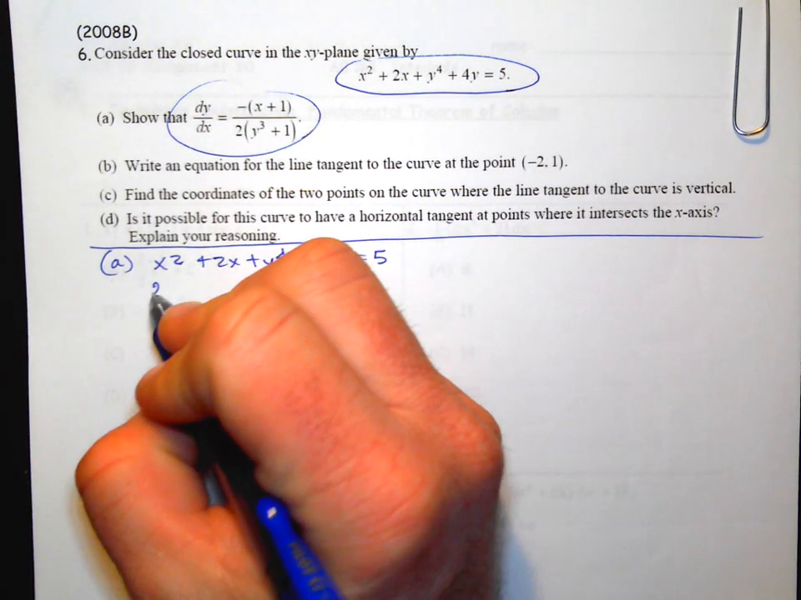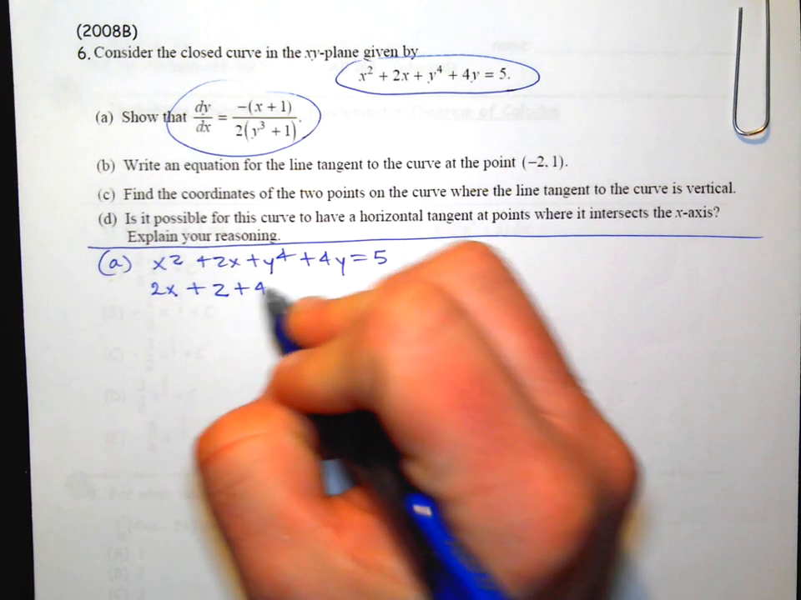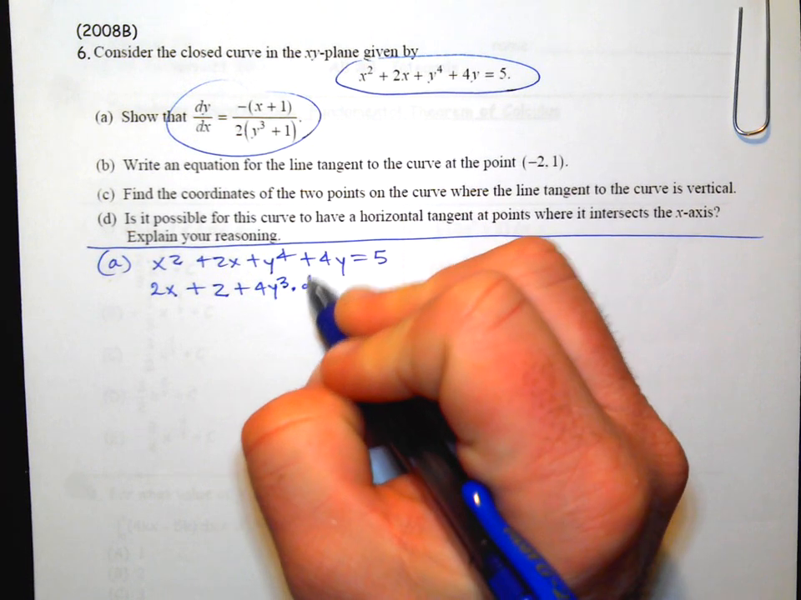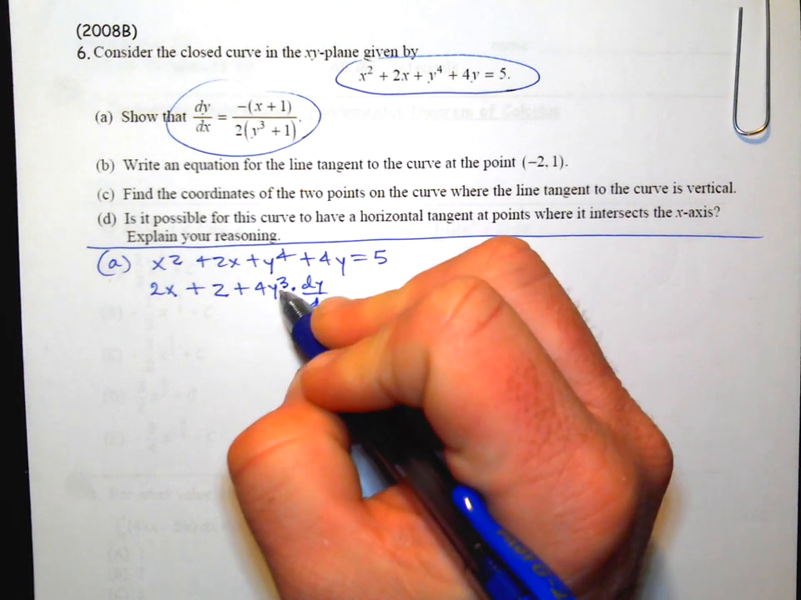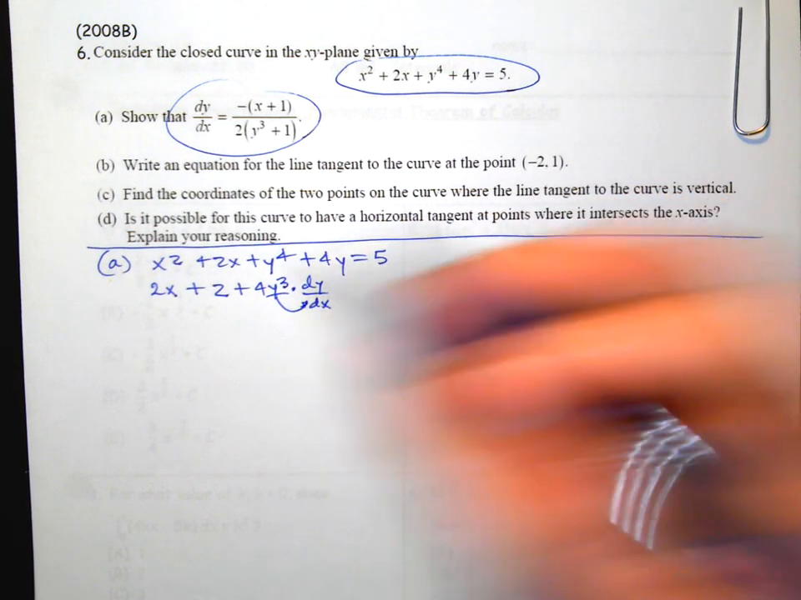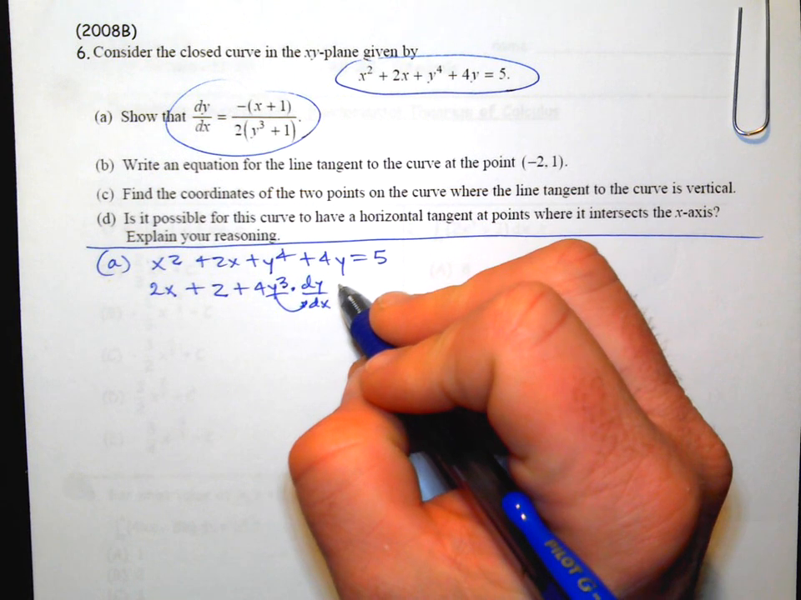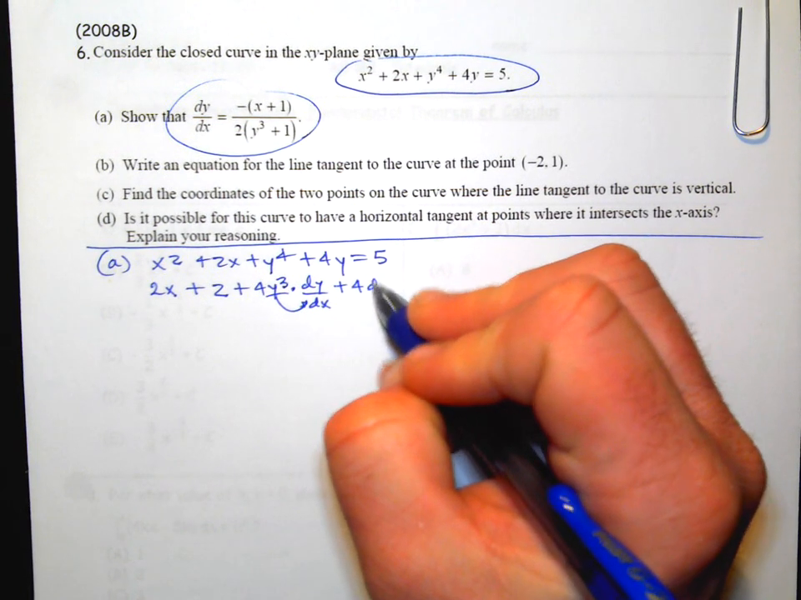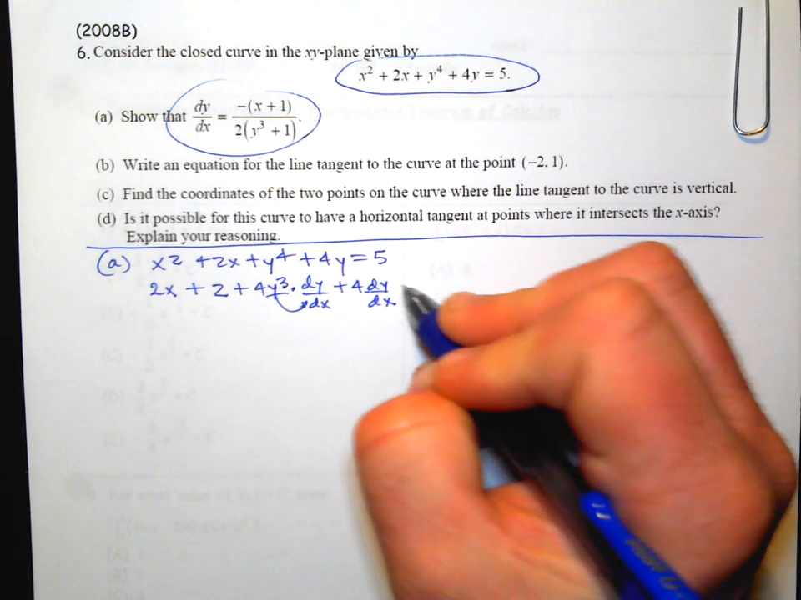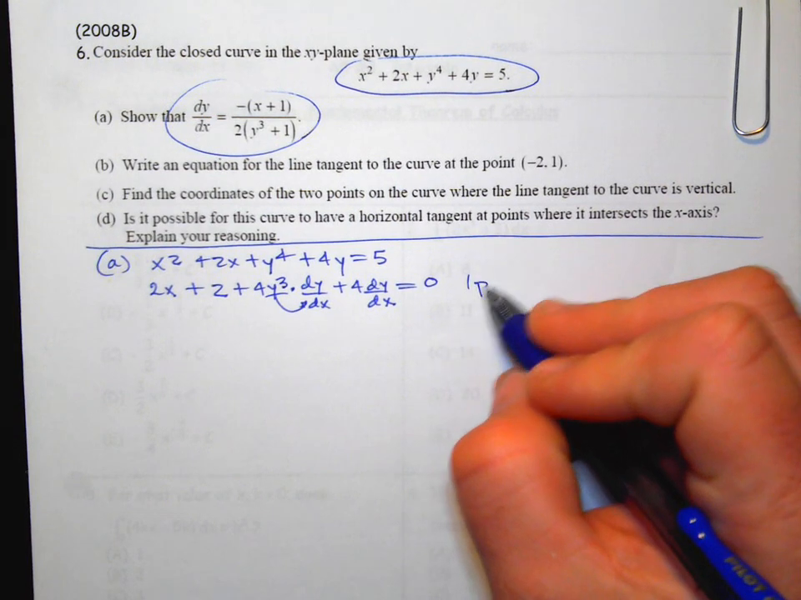So this is going to be 2x plus 2 plus 4y cubed. And this is where you need the dy dx, because y is a function of x. It's like an inner function. This is chain rule. But we're not going to actually find y in terms of x, so we just put a dy dx to represent its derivative, plus 4 dy dx equals 0. Now that's where the point is, just having done that step correctly.